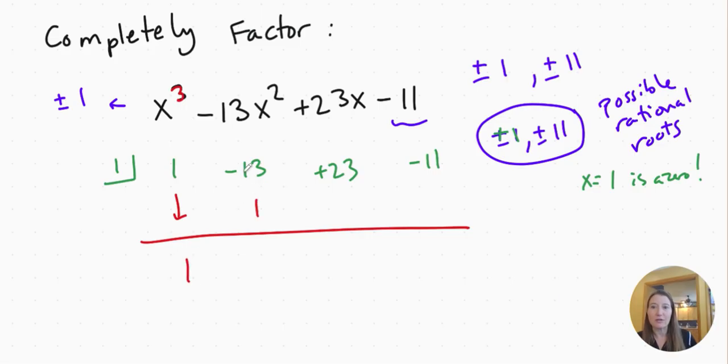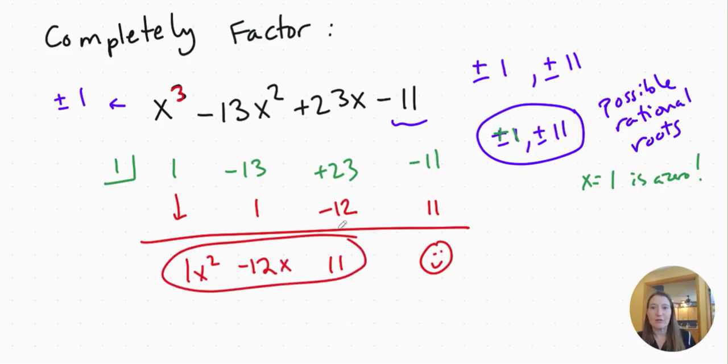So this number comes up here and I add them. Negative 13 plus 1 is negative 12. Pull that number up here. 23 minus 12 is positive 11. Positive 11 plus negative 11 is 0. That's always good when we get a 0 at the end. And I'm just going to put my terms on here.